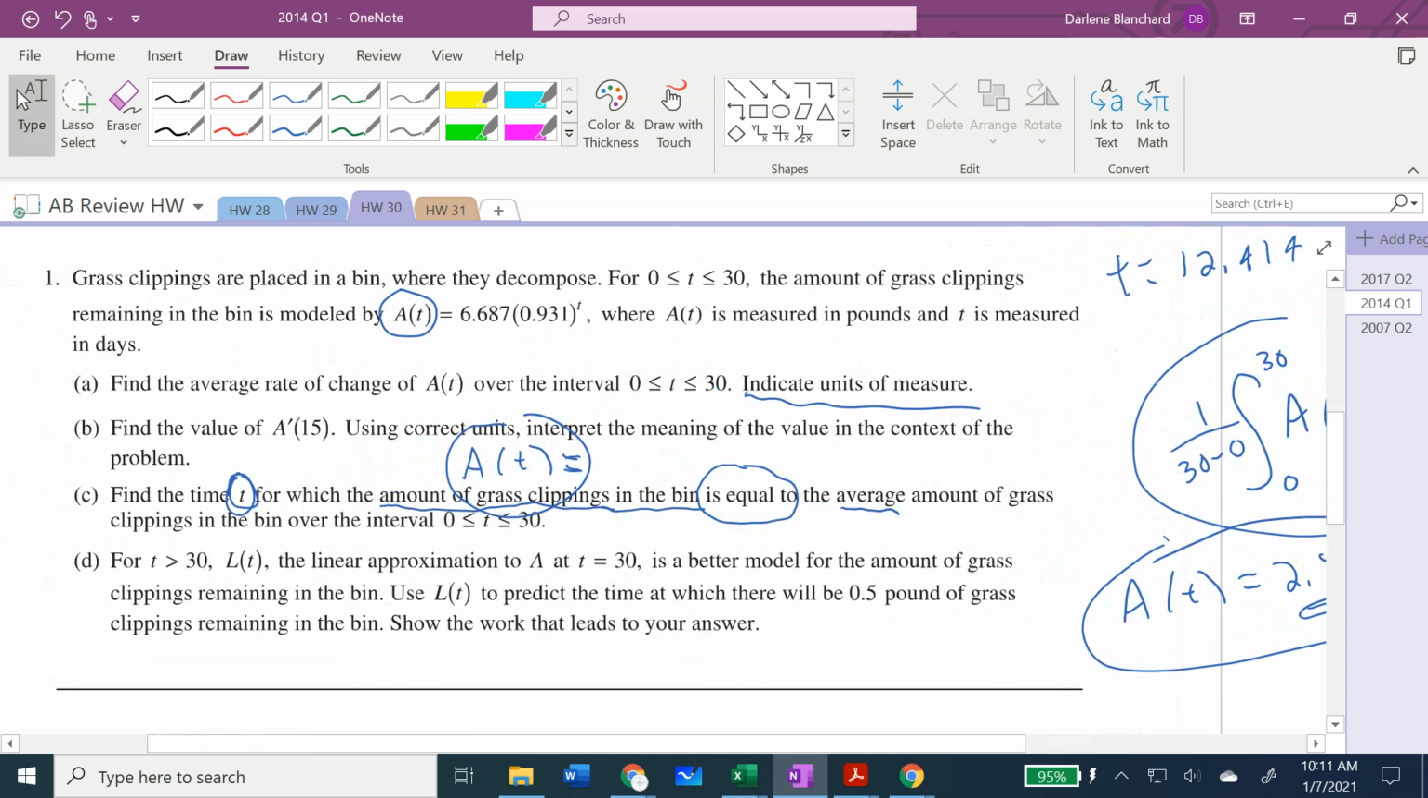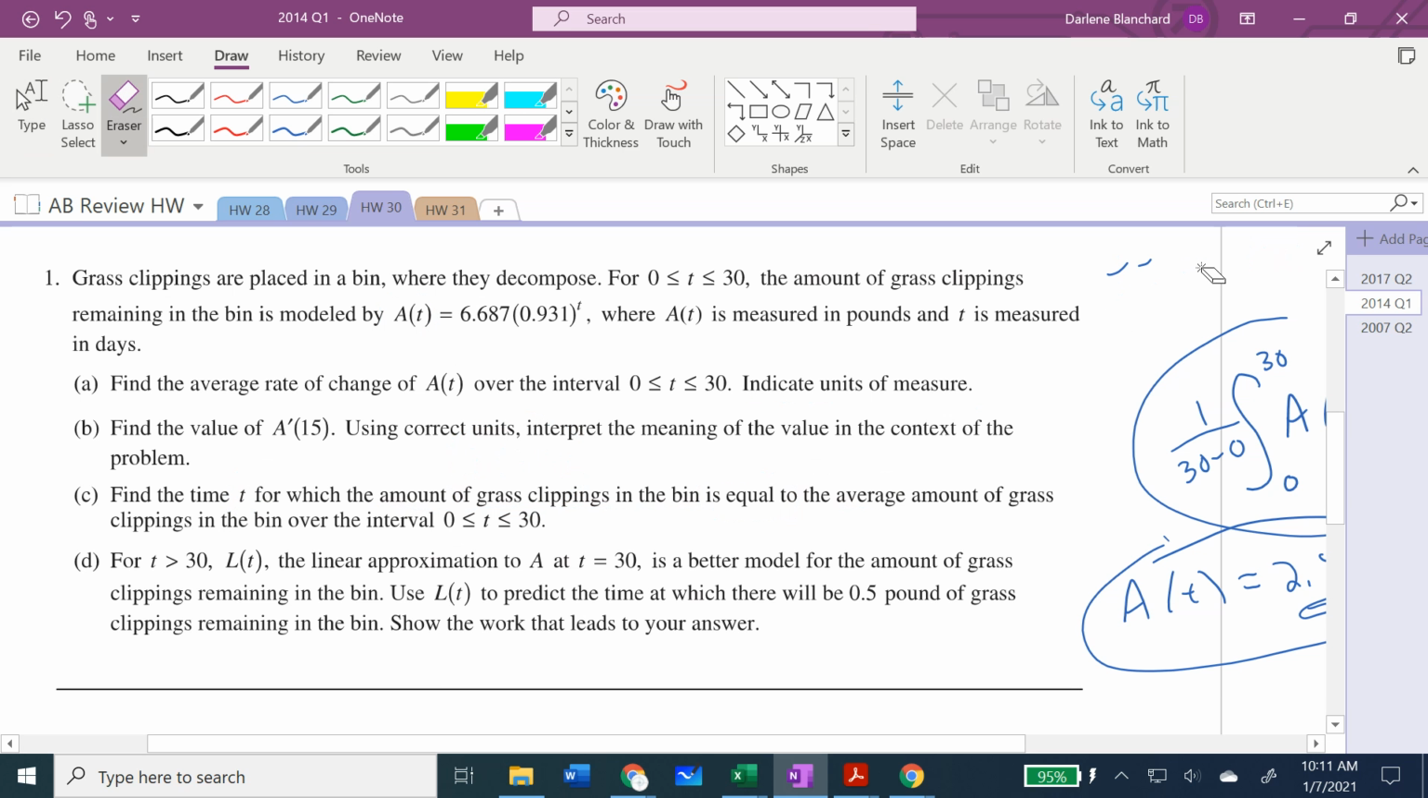I'm going to move on to part D. For part D, it's another mouthful. It says that for t greater than 30, L of t, the linear approximation 2a at t equals 30, is a better model for the amount of grass clippings remaining in the bin. They want you to use L of t. I'm going to stop there, and we're going to talk about L of t.